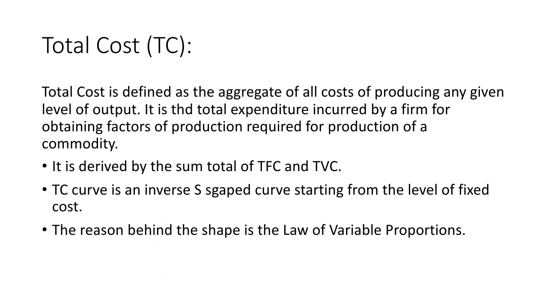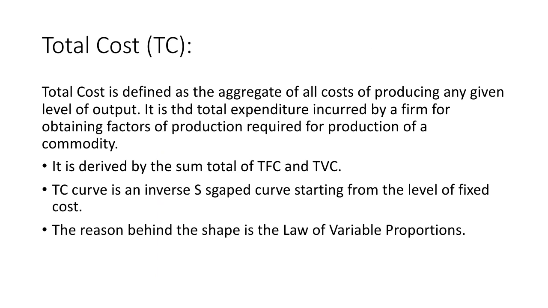Okay, next we will see the total cost. It is the sum of these two costs, that is total fixed cost and total variable cost. Total cost is defined as the aggregate of all costs of producing any given level of output. It is the total expenditure incurred by a firm for obtaining factors of production required for production of a commodity. Total cost is derived by the sum of total fixed cost and total variable cost.